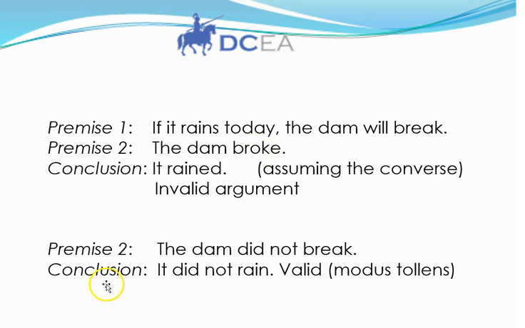And a fourth argument. If it rains today, the dam will break. The dam did not break. It did not rain. This premise and conclusion is based on our original premise, and it is valid because of modus tollens.